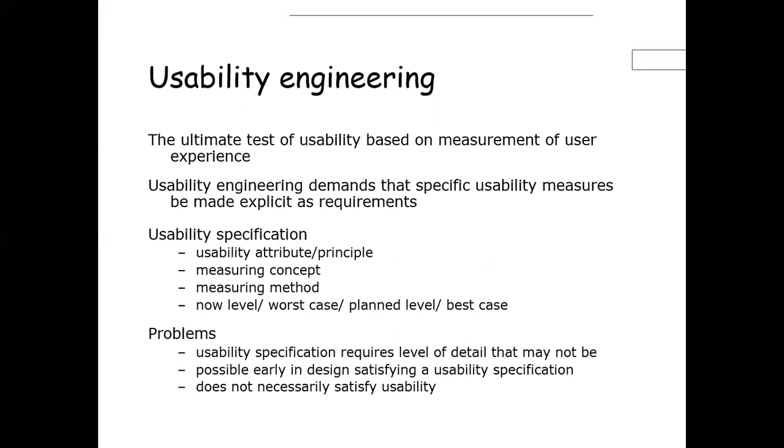The next one is worst case. Worst case value is the lowest acceptable measurement for the task, providing a clear distinction between what will be acceptable and what will be unacceptable in the final product. The next one is planned level. Planned level is the target for the design. And the last one is best case. Best case is the level agreed to be the best possible measurement.